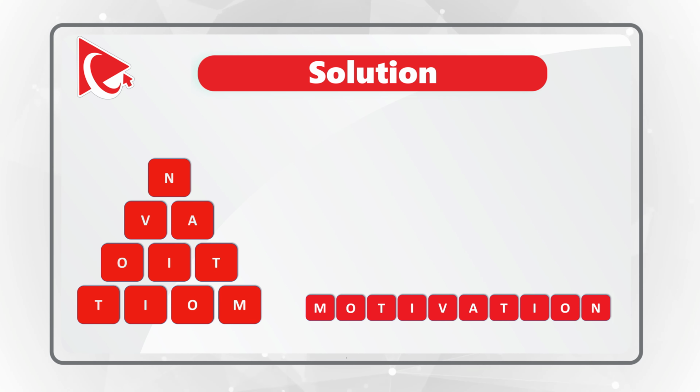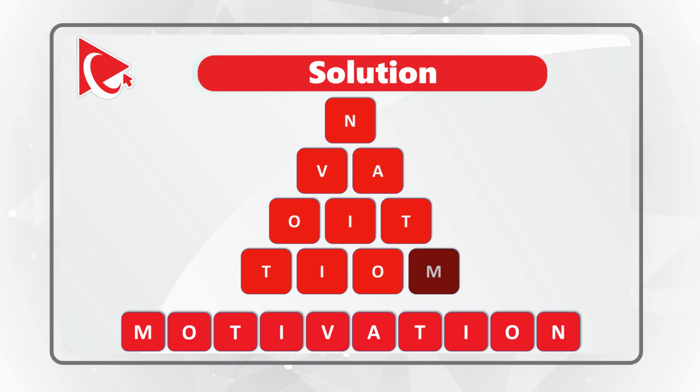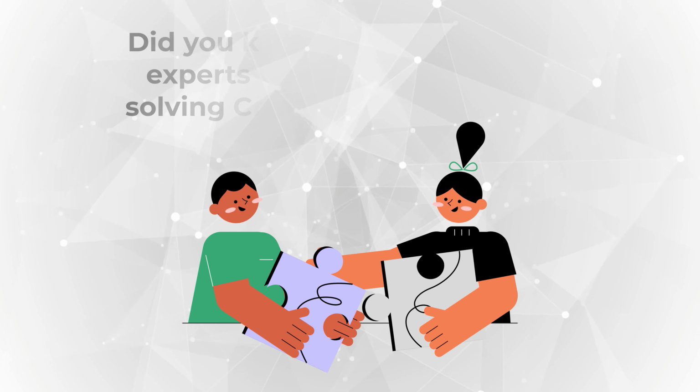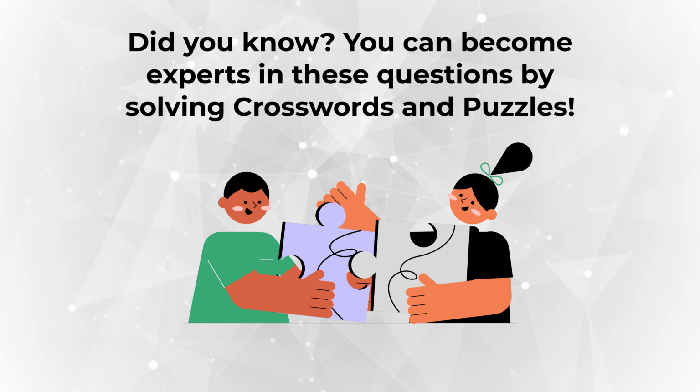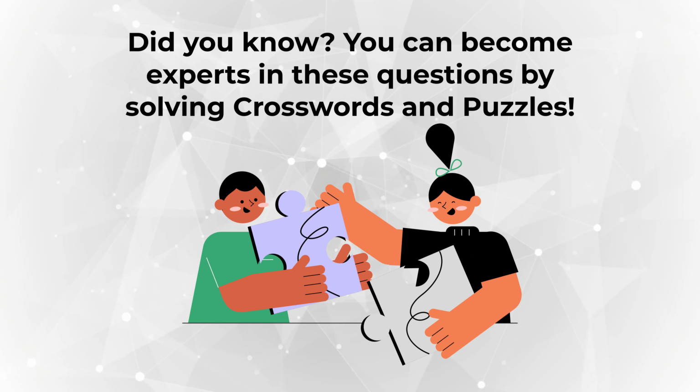For example, if you start with the bottom right corner, you can form the word motivation. You see MO, and then you swap TI, and then if you continue, you go VA, TION. You can solve these types of challenges better if you do more crosswords and puzzles.